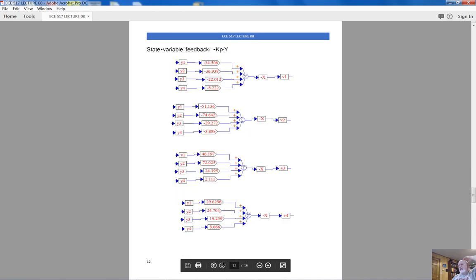Let me show you the state variable feedback, which is minus Kp times state vector of the control plant. This is the state variable feedback. And believe me, I typed in every single element of the matrix Kp that was computed using the computer tool. I want you to keep in mind that I introduced special variables V1, V2, V3 and V4 that will be used later in the control law.